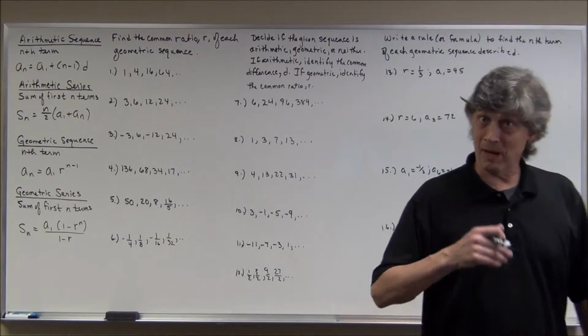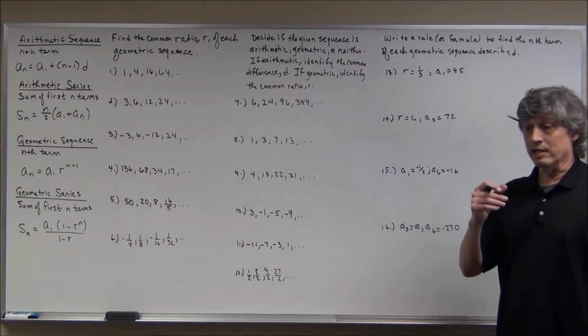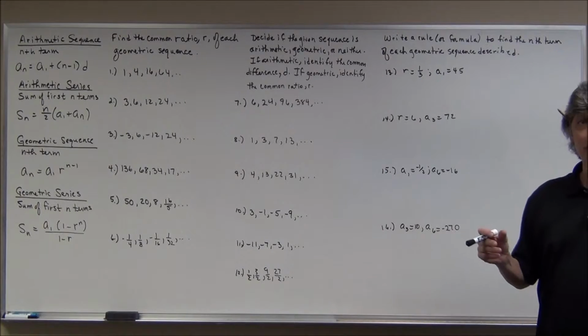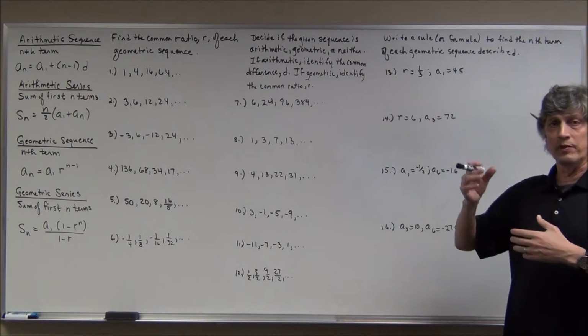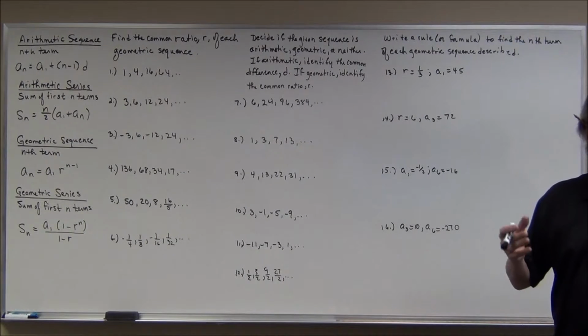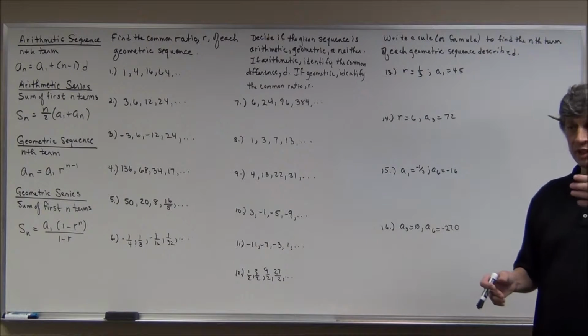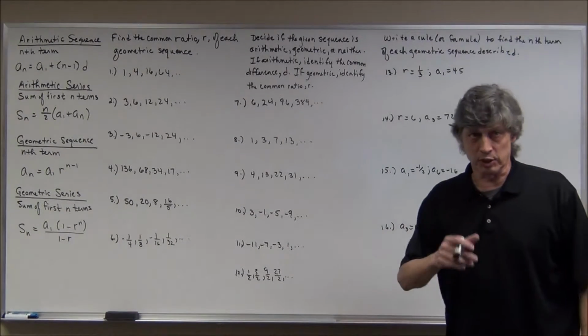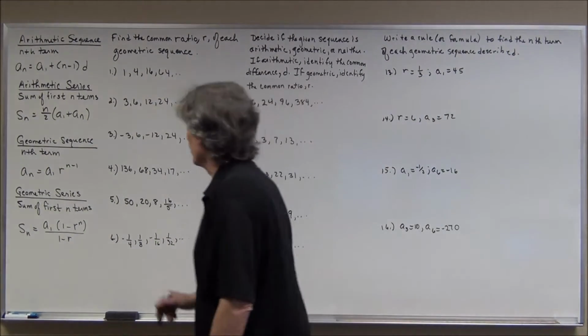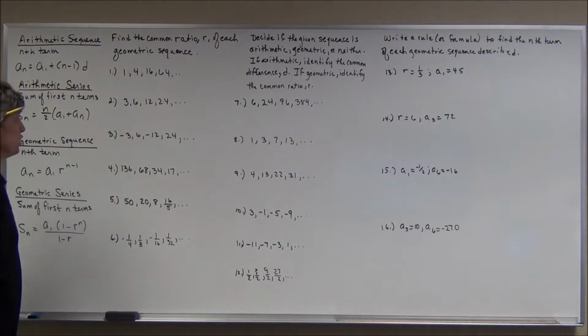It might be positive, it might be negative, it might be a number greater than 1, it might be a number between 0 and 1. If it's greater than 1, the numbers are going to get bigger. If it's between 0 and 1, the numbers are going to get smaller. If you see the signs are alternating from positive to negative to positive to negative, that means your common ratio is negative. Okay?